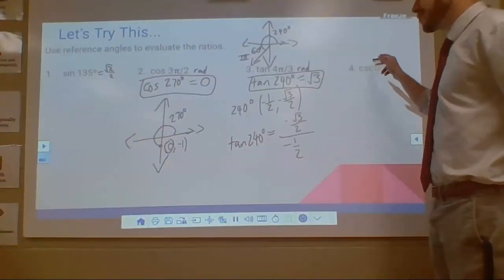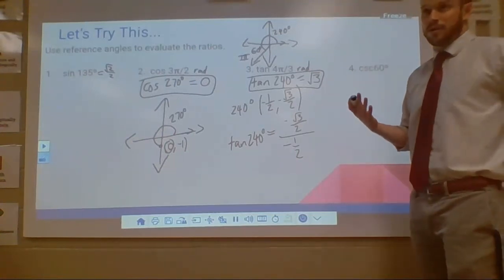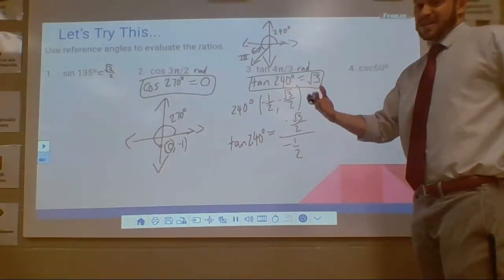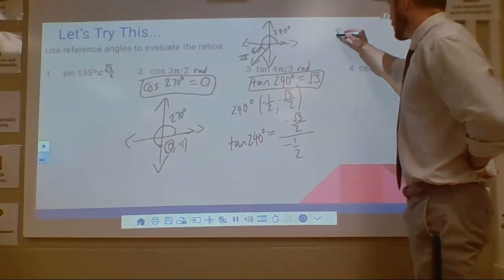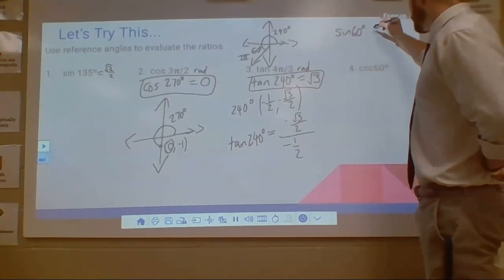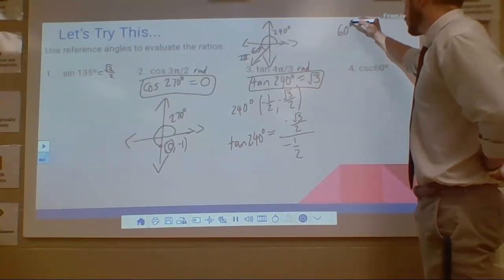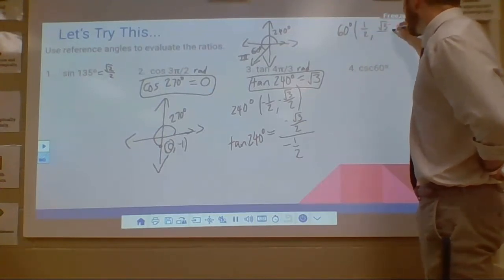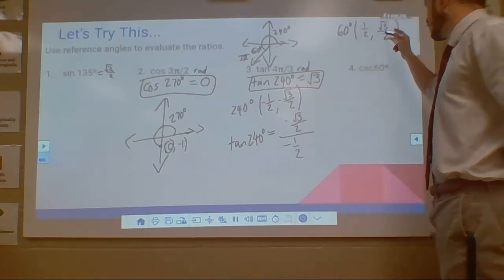Now let's do this last one, cosecant of 60 degrees. Remember, cosecant is the reciprocal of which ratio? That's right, sine. All right, so we're going to find the sine ratio of 60 degrees and just flip it over. So when we have a 60-degree angle, we know the coordinate points are 1/2 and the square root of 3 over 2. Okay, so the sine value that we want to look at is square root of 3 over 2.